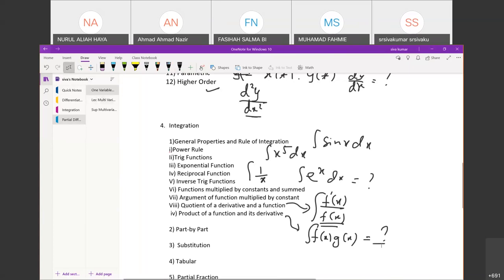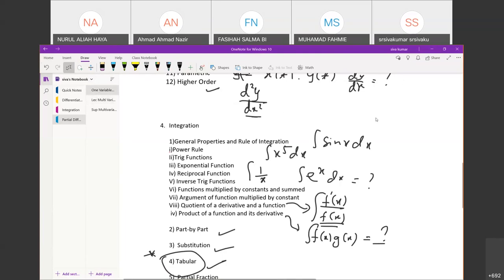Okay, you should be able to explain all these things very nicely. Now, get back. Within this, there are altogether, this is very important, part by part, you should be able to explain: the substitution method, and the tabular method, which is most important because next semester you will learn this very extensively.